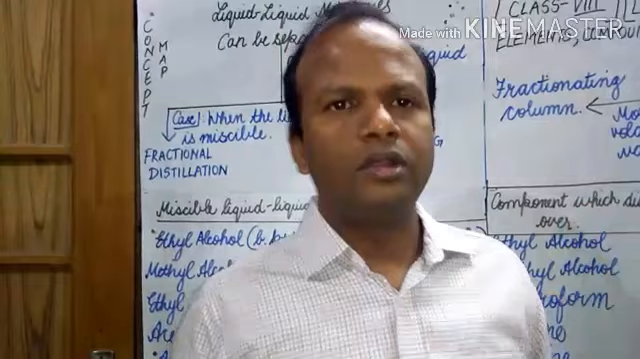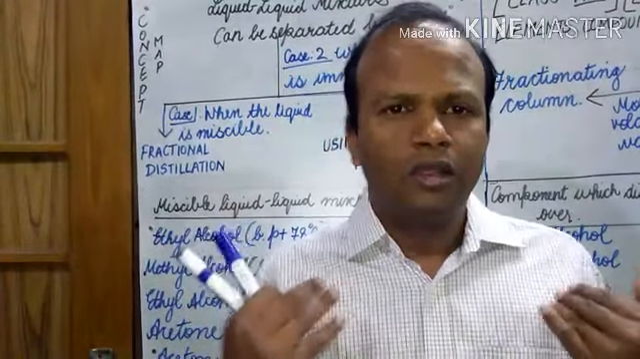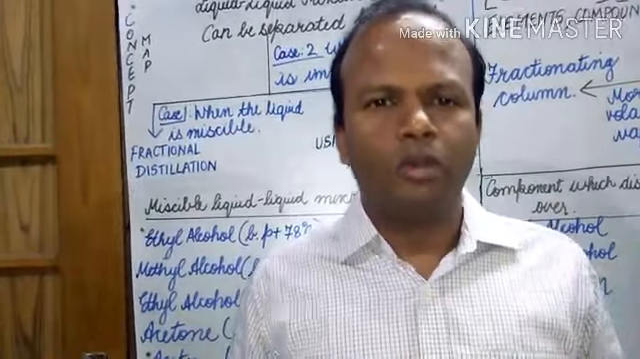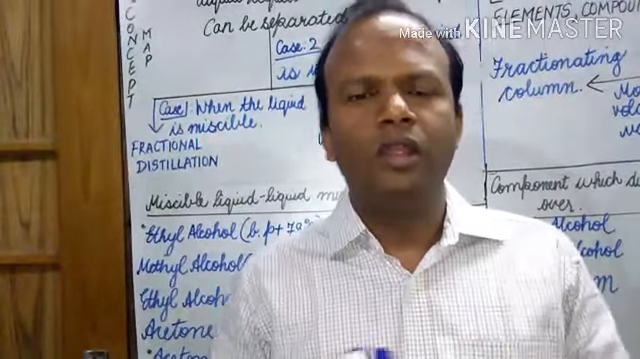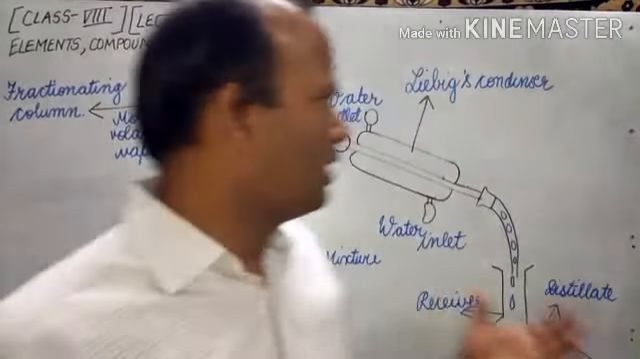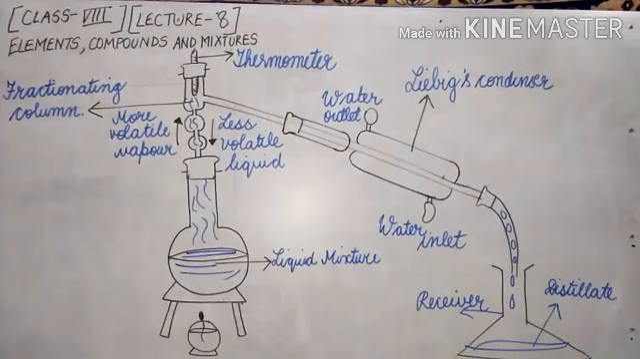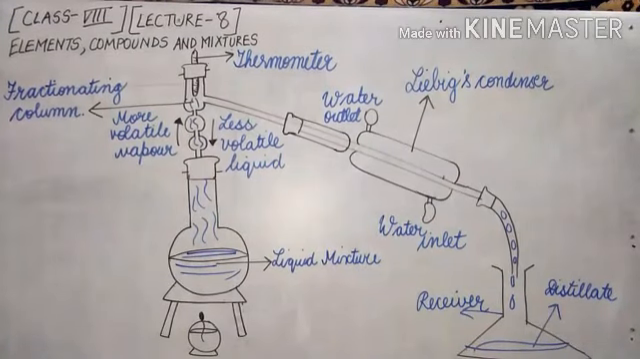Now let us see the diagram. Let us see the arrangement of fractional distillation and the apparatus arrangement. That will make the concept much clearer. So dear students, let's have a view of this diagram, and I am very hopeful that in 7th class you must have gone through it.